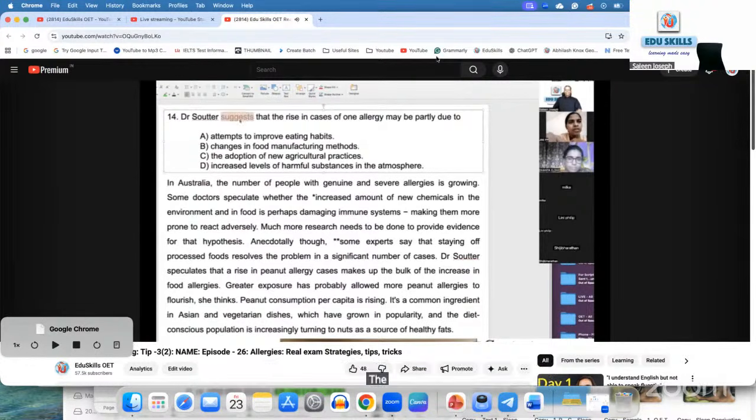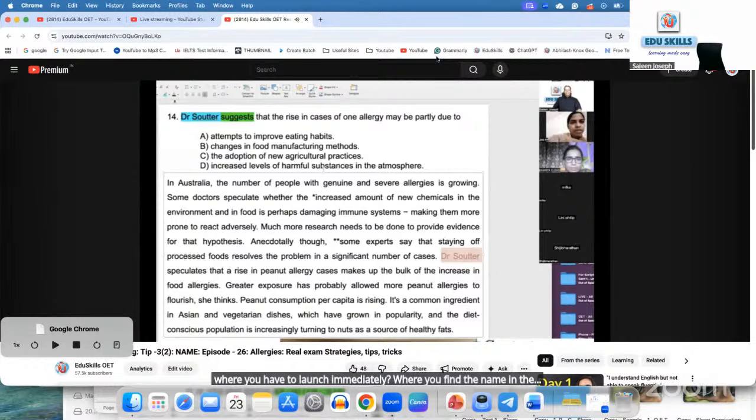The word suggest. And another strategy is the name. Whenever there is a name, what happens? You have to launch immediately where you find the name in the passage. So beautifully, see how you can locate. This is how you defeat the time.